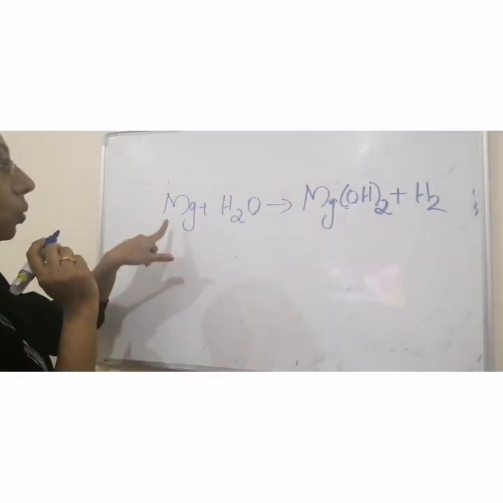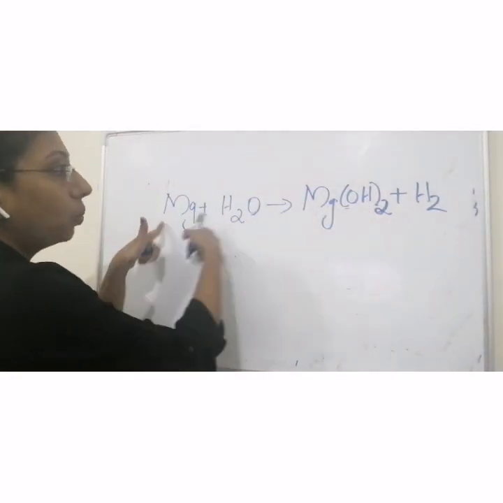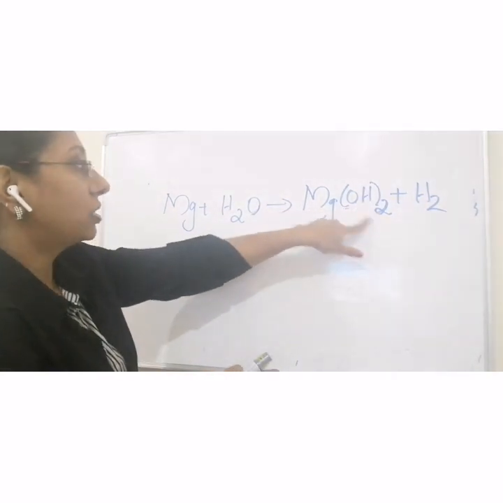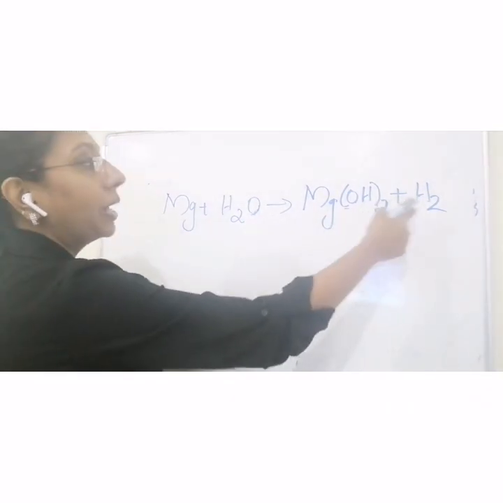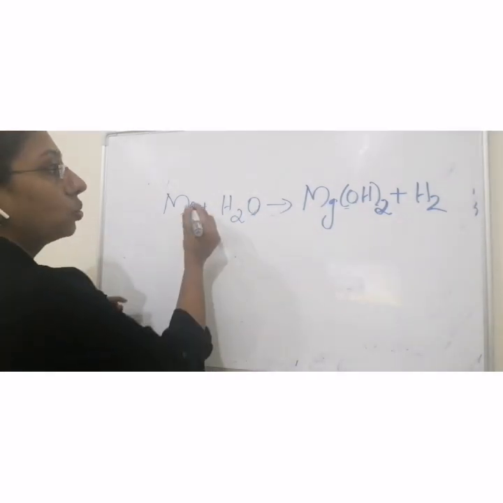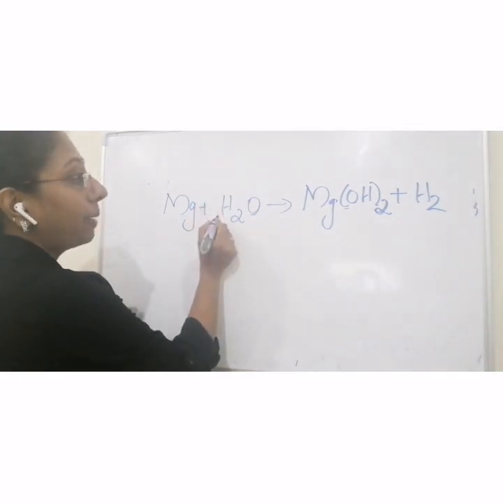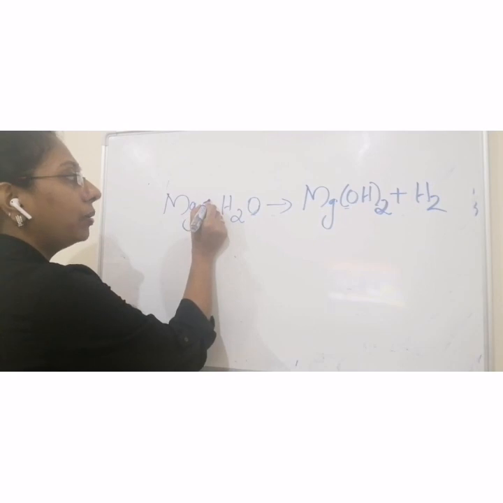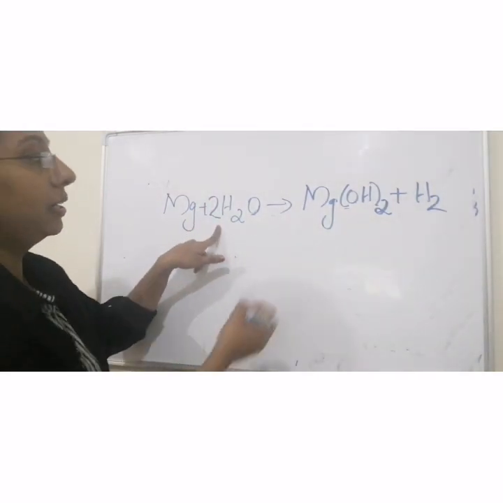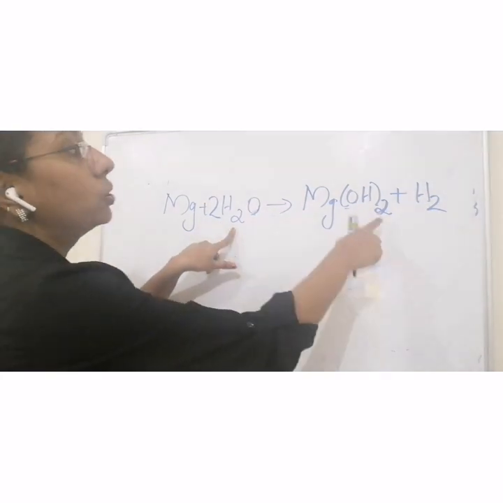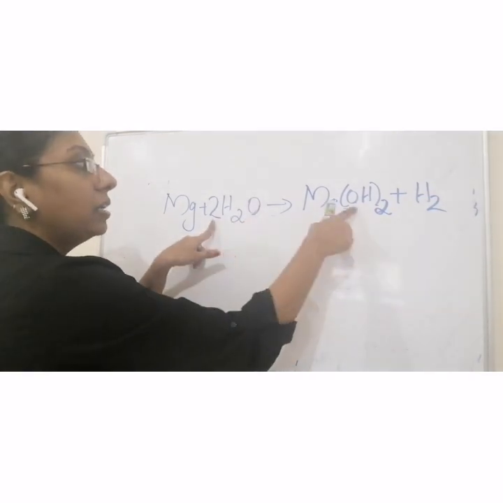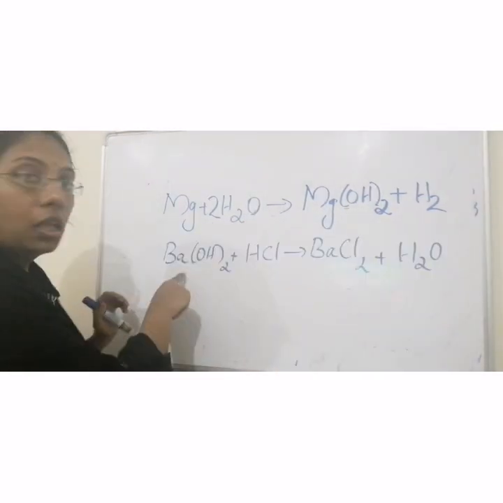So what we are going to do, we have to balance. Magnesium 1, magnesium 1. 1 oxygen, 2 oxygen. 2 hydrogen, 2 plus 2, 4 hydrogen. So I have to balance this 2 oxygen. First we will balance with the 2 hydrogen. So whatever we are doing, we have to put here 2. So what happened? 2 hydrogen. It's 4 hydrogen. 2 plus 2, 4. 2 oxygen. 2 oxygen. Very simple.